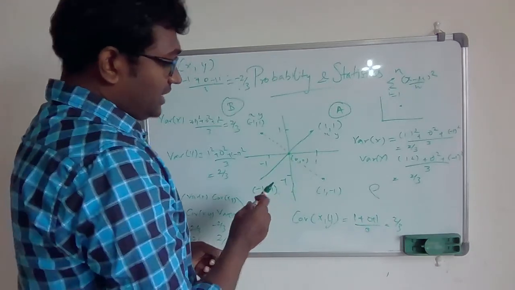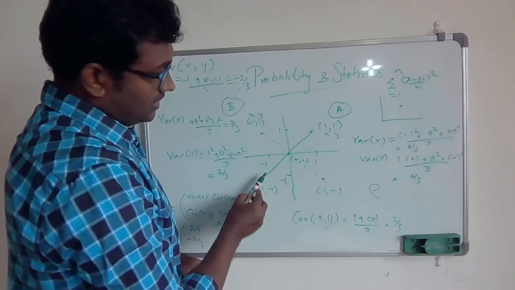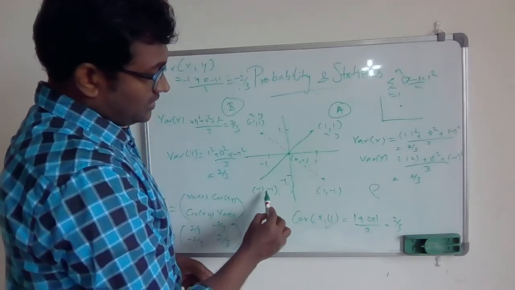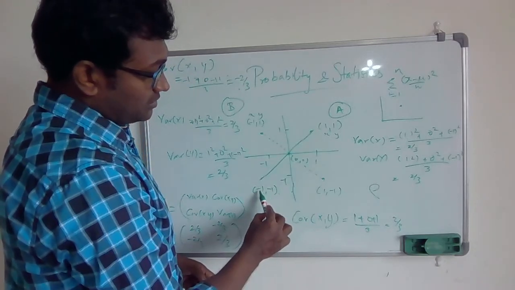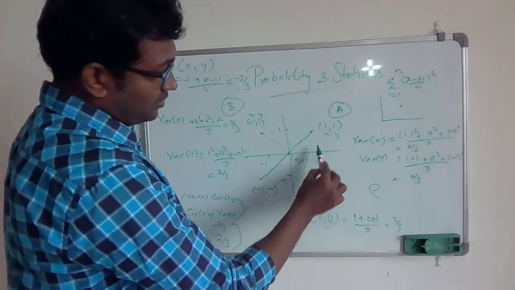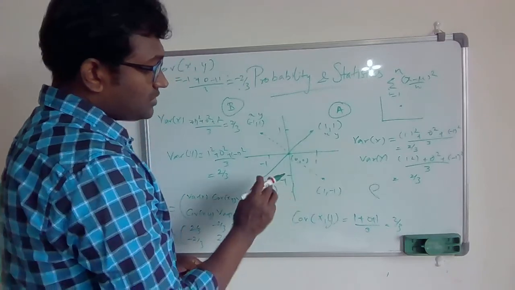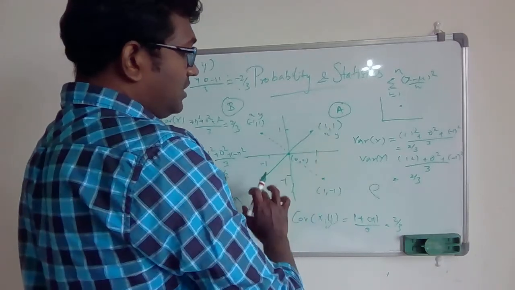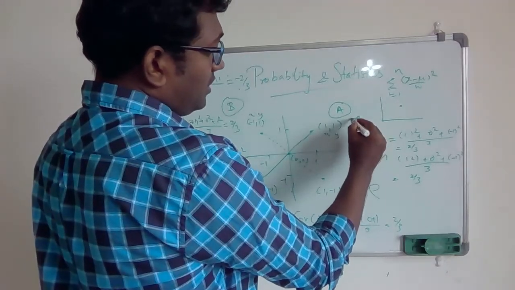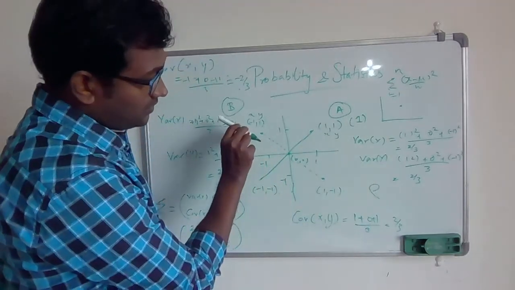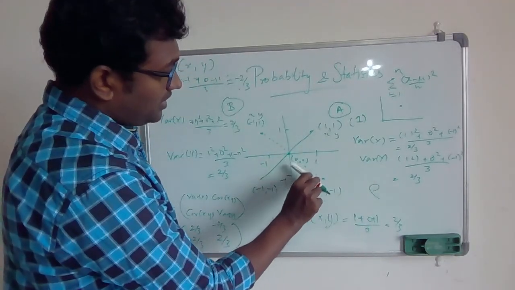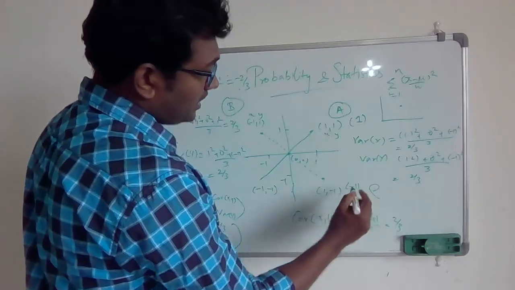and it also tells you the strength of it. In this case, it's positively correlated, which means that if x is minus 1, y is minus 1, if x is 0, y is 0, if x is 1, y is 1. So it's positively correlated. If you find the correlation coefficient of this line, it will be 1. And if you find the correlation coefficient of this line, it will be minus 1. That is the strength of it.